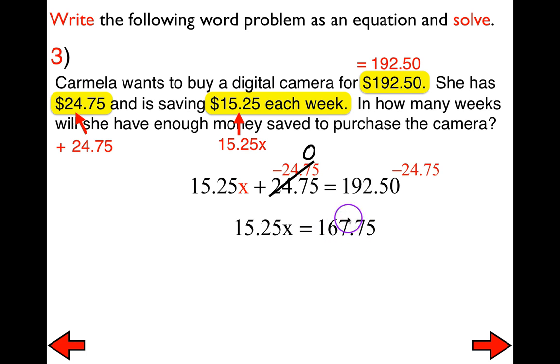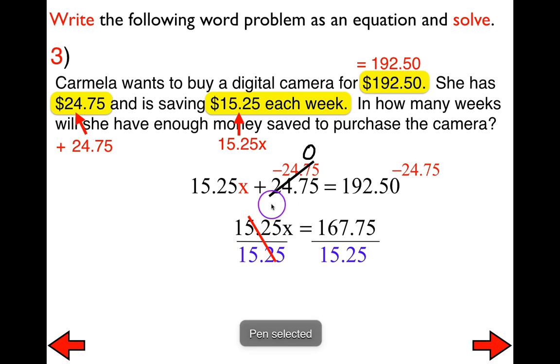$167.75. But now that I got rid of the constant, the next step would be to get rid of the coefficient. This means $15.25 times x. So the inverse would be to divide both sides by $15.25. Here, $15.25 divided by $15.25 is 1. So I'm going to go ahead and write a 1 up here. So here I'm left with 1 times x, which is just x, but here I'm going to have to divide $167.75 divided by $15.25, and I can tell you that that's going to equal 11.